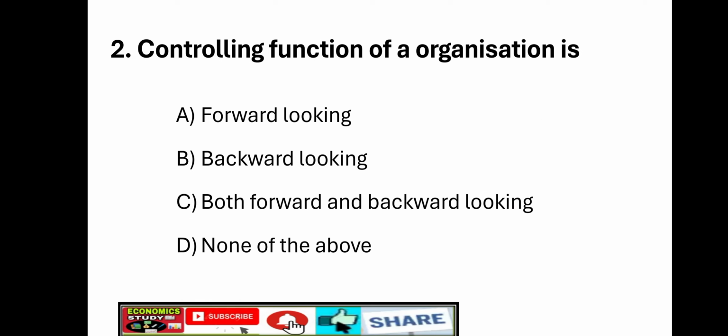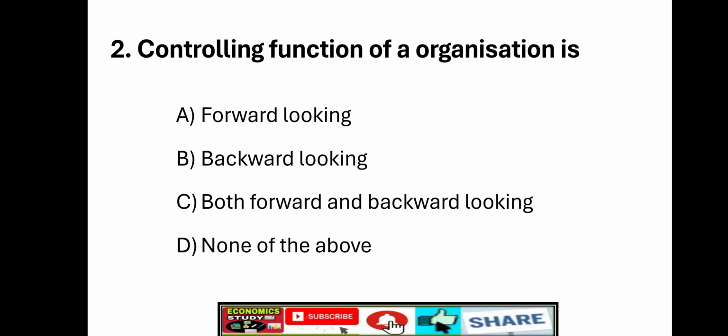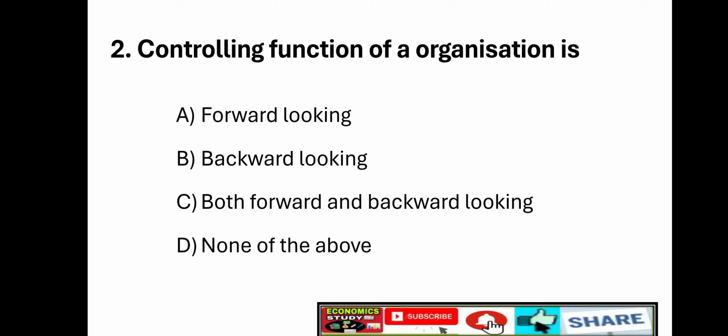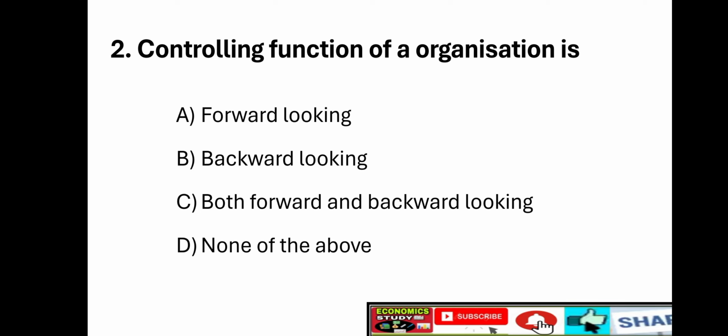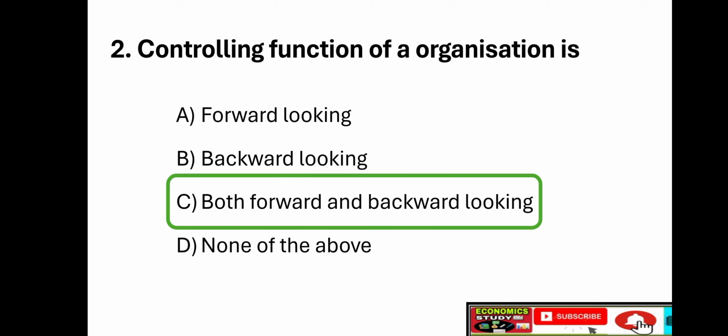Second question. Controlling function of organization is: Option A. Forward looking. Option B. Backward looking. Option C. Both forward and backward looking. Option D. None of the above. Right answer is Option C. Both forward and backward looking.